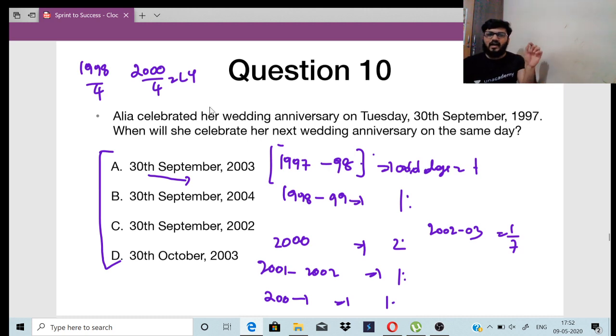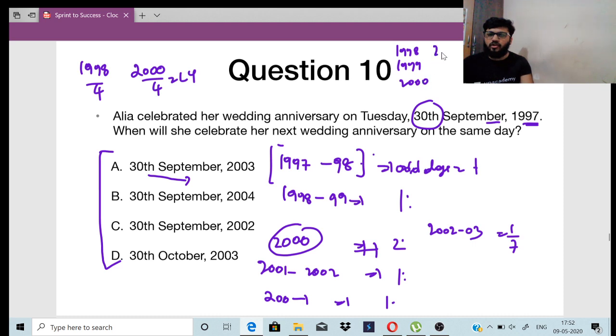So she had her anniversary on 30th of September 1997, right? So after 6 years, because she will be getting only one leap year in between. The leap year is 2000, right? 2 plus 5 is 7, right? 6 more years. So 1998, 1999, 2000, 2001, 2002 and 2003. So 2003 will be the year.